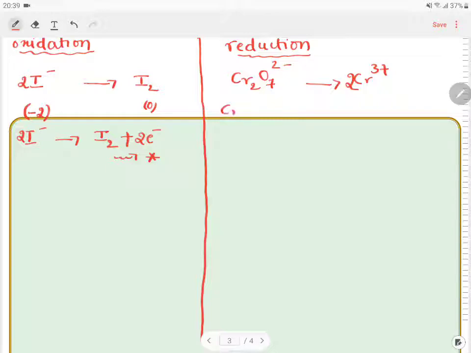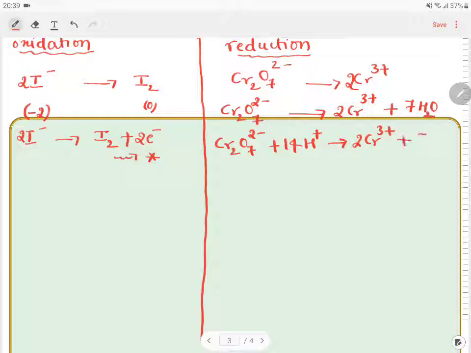Therefore, Cr2O7 2 minus giving rise to 2Cr3 plus 7H2O. As and when I add H2O, there are 14 hydrogen atoms which are coming up. Since it is acidic medium, the same number of H plus ions I am going to add on the left hand side. So we get Cr2O7 2 minus plus 14H plus giving rise to 2Cr3 plus 7H2O.